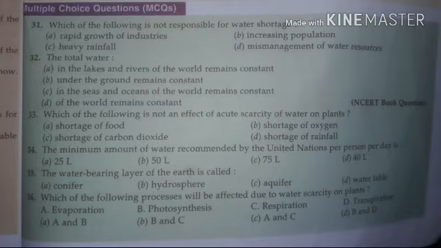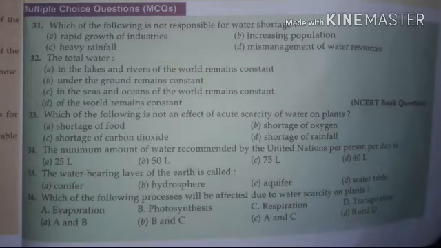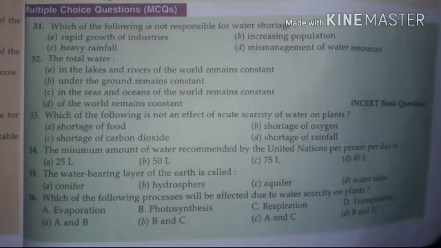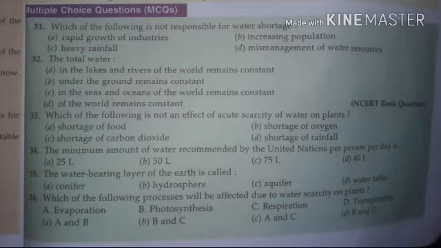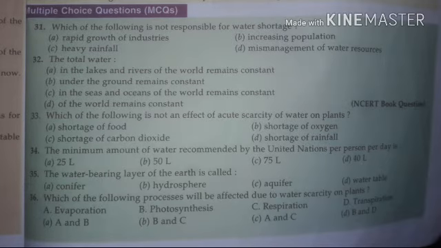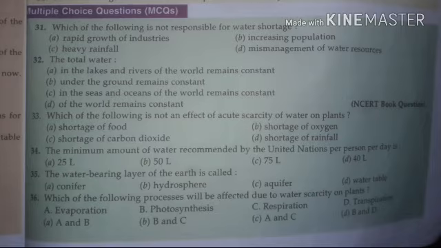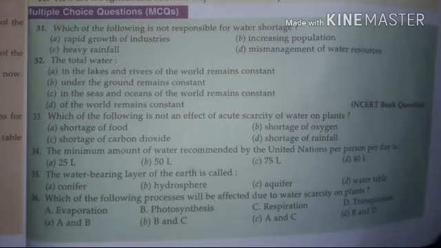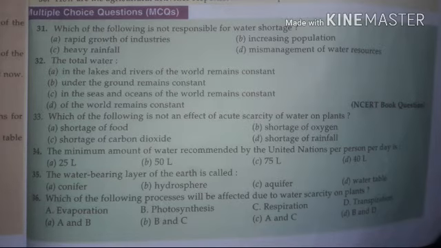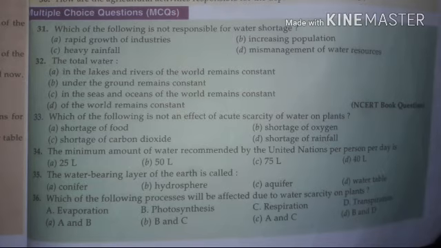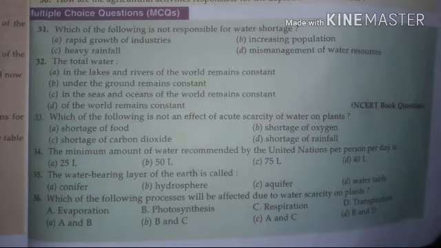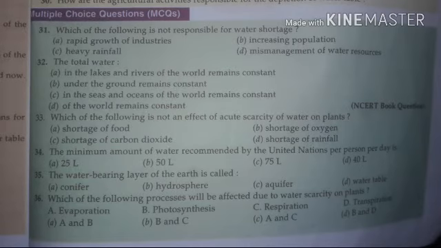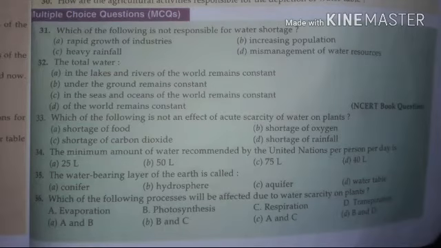Which of the following is not an effect of acute scarcity of water on plants? Shortage of food, shortage of oxygen, shortage of carbon dioxide, and shortage of rainfall. So here, which is not affected? Shortage of food is affected, shortage of oxygen occurs, shortage of rainfall occurs, but shortage of carbon dioxide is wrong. So this is the odd one. The answer is C. The minimum amount of water recommended by the United Nations per person per day is 50 liters.